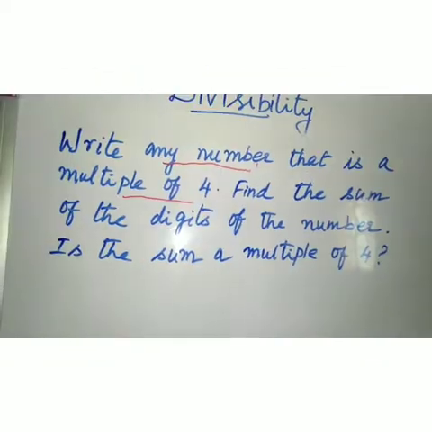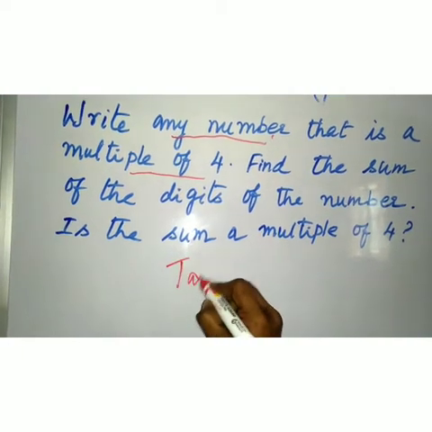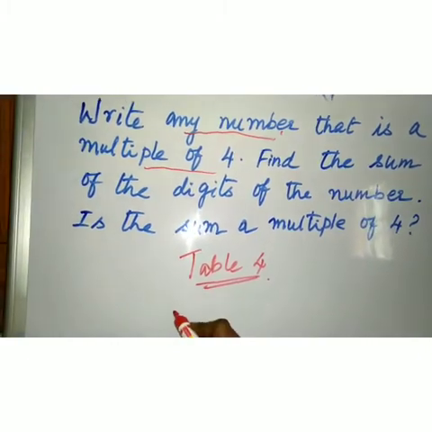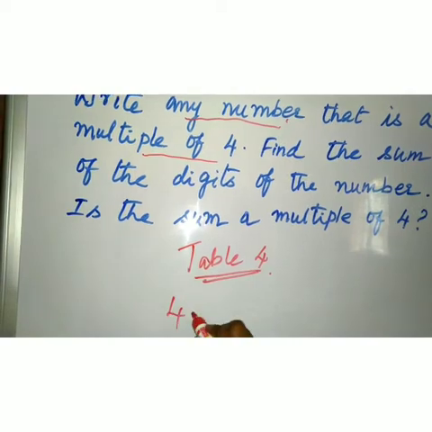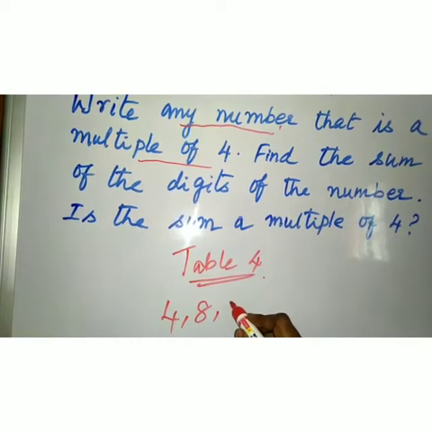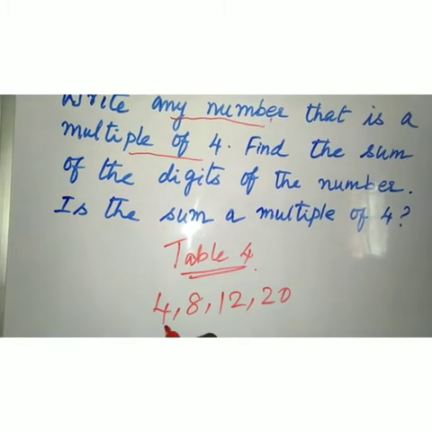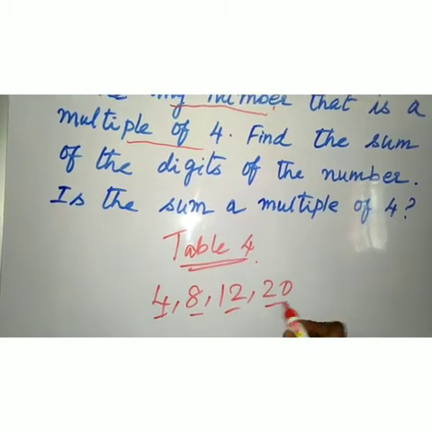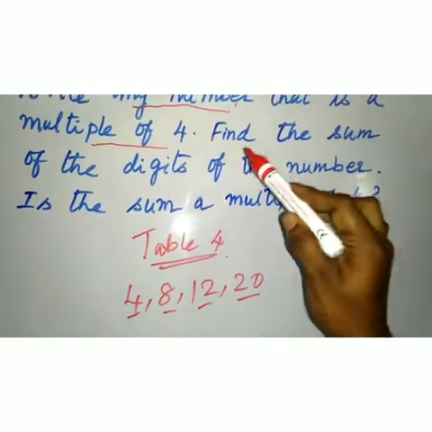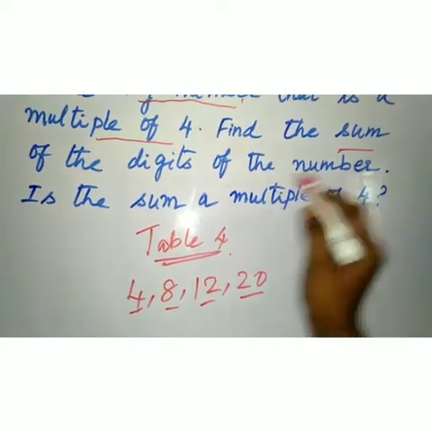What are the multiples of 4? 4, 8, 12, 16, 20, 24, 28, 32, 36, 40. It goes on continuing up to infinity. I'm going to choose 4 numbers: 4, 8, 12 and 20. You can choose any numbers. You can even take 5 or 6 numbers also. You have to sum up all the numbers which you have taken.